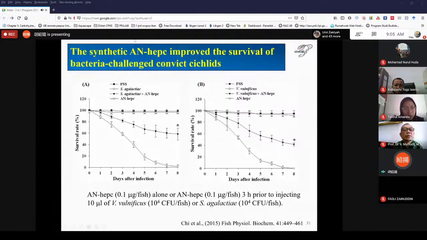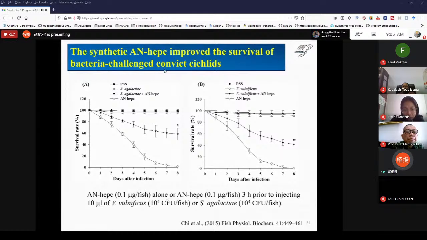Same as before, we used synthetic hepcidin to test. We also used two pathogens, Staphylococcus aureus and Bacillus. You can see that we used this dosage, 0.1 microgram per fish.